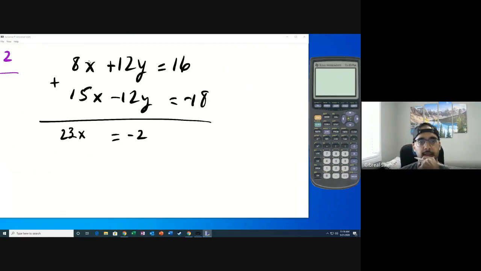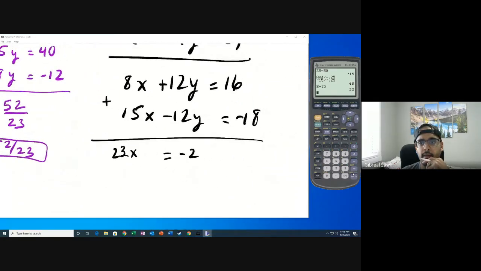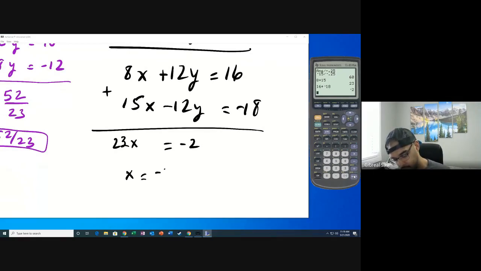I don't think I did that right. 8 plus 15 is the number I need to make sure. No, that's 23. Did I do that right? 15, 8, yeah. 16 plus negative 18. Negative 2, okay. So x equals negative 2 over 23.